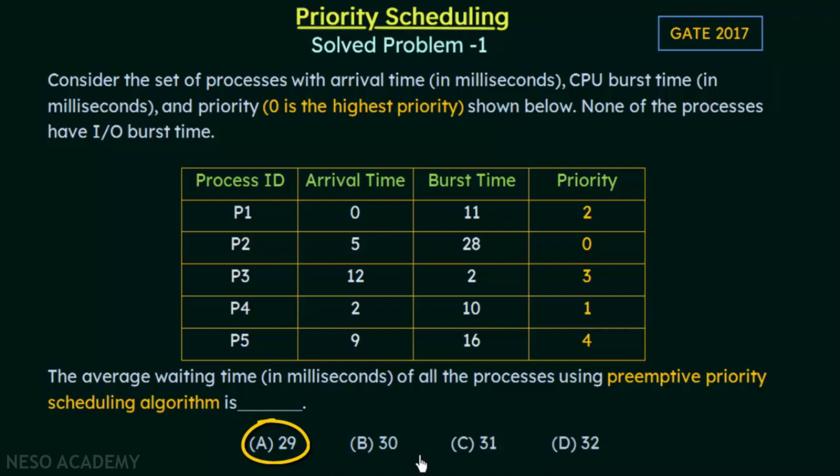So that is how you calculate the average waiting time for a preemptive priority scheduling algorithm. And always keep in mind that whenever you are solving this kind of problems, the most important thing is to form the Gantt chart. So quickly form the Gantt chart correctly, and after that it becomes very easy to solve the problem. So I hope this was clear to you.